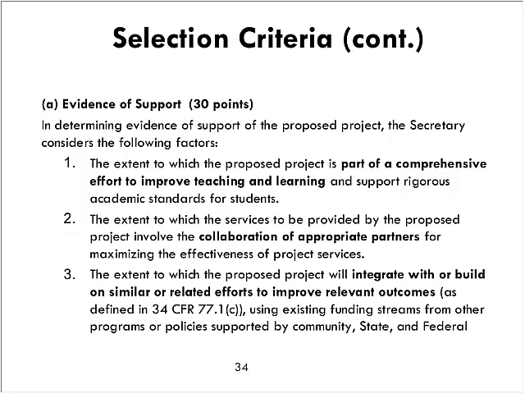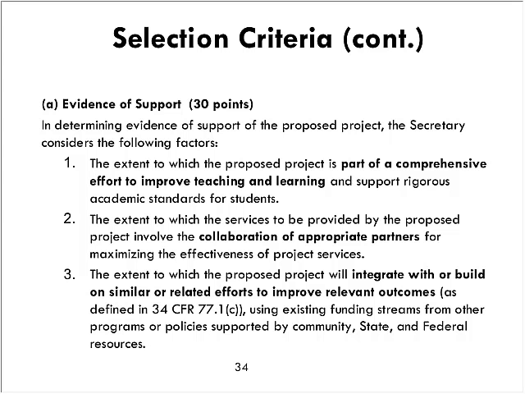Okay, so the first criterion is evidence of support. Obviously we want to make sure that this application is supported, and there are a couple of things that we're looking for. First, we want to really see that your proposed project is part of a comprehensive effort to improve teaching and learning. So we want to see that it's actually integrated with other activities, and that it's part of a comprehensive project to achieve that goal. We also want to understand the extent to which the services to be provided really do involve a collaboration of appropriate partners. That's a very important aspect of it also.